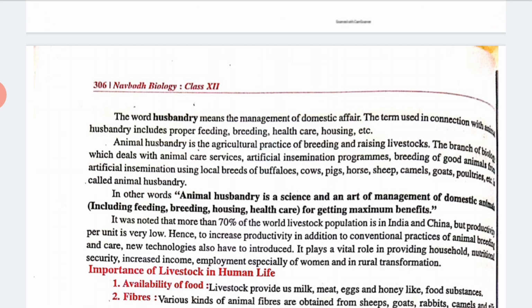Or in other words, we can say animal husbandry is a science and an art of management of domestic animals, including their feeding, breeding, housing, healthcare, for getting maximum benefits. Okay, for getting maximum benefits. So this is known as animal husbandry. Okay, so we have different types of importance of this animal husbandry. So, importance of livestock in human life.